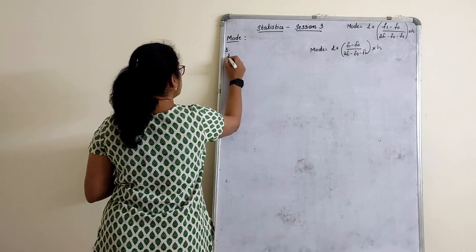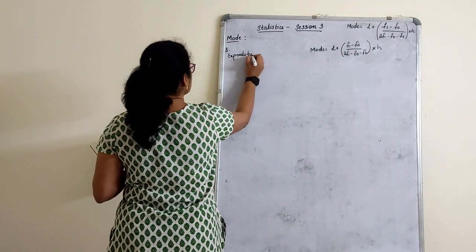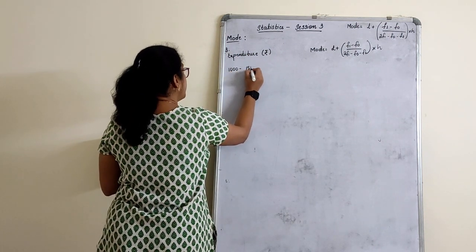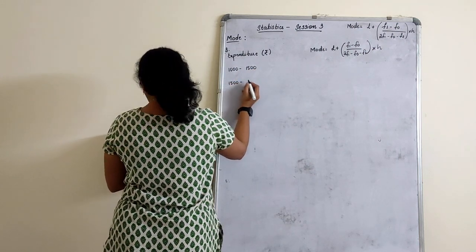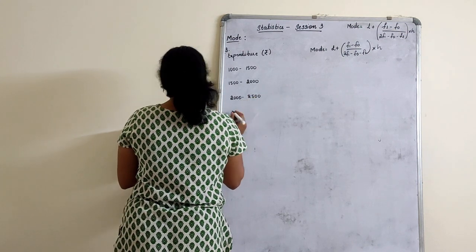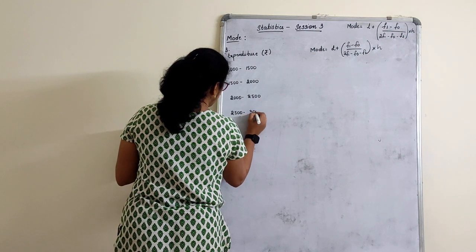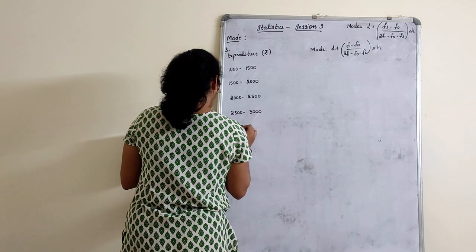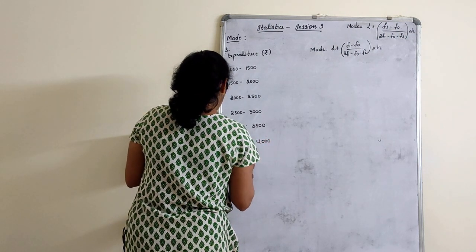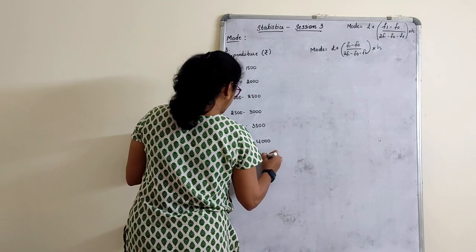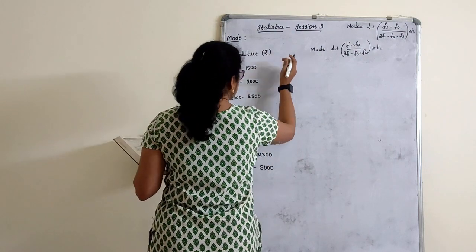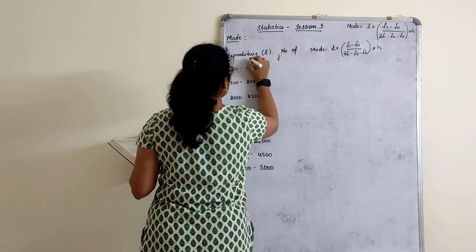Third one, expenditure in rupees: 1000 to 1500, 1500 to 2000, 2000 to 2500, 2500 to 3000, 3000 to 3500, 3500 to 4000, 4000 to 4500, 4500 to 5000. So number of families, this is the CI.